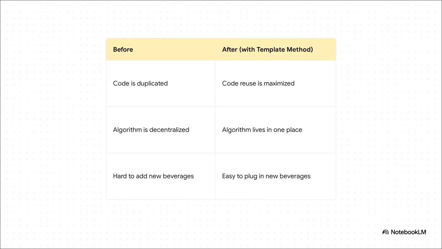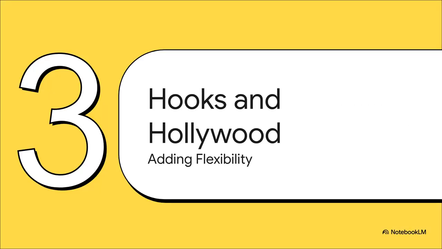I mean, the difference here is just night and day. We've gone from duplicated, scattered code to a single, clean, reusable algorithm. And the best part? Adding a new drink, like, say, hot chocolate, it's a piece of cake now. You just create a new class, implement the unique brew and add condiment steps, and you're done. All right, section 3, hooks in Hollywood. Now let's get a little more advanced. We're going to add some more flexibility and talk about a really cool design principle.